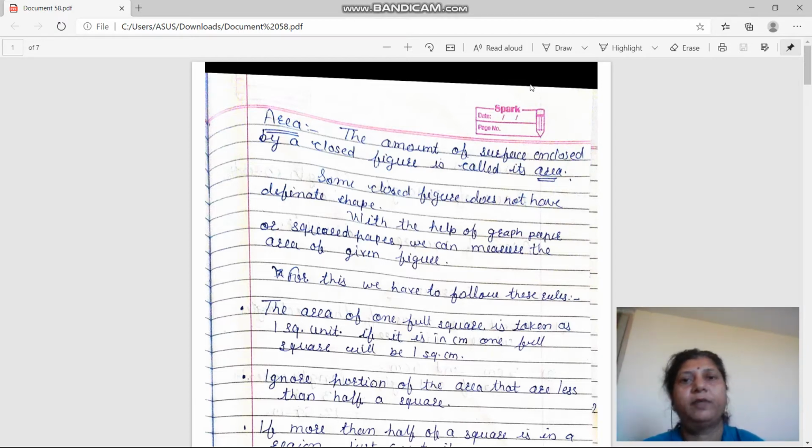Perimeter of a rectangle is equal to 2 into length plus breadth. Perimeter of a square is equal to 4 into side. Perimeter of an equilateral triangle is equal to 3 into side. Perimeter of a regular polygon is equal to the number of sides multiplied by the length of a side.